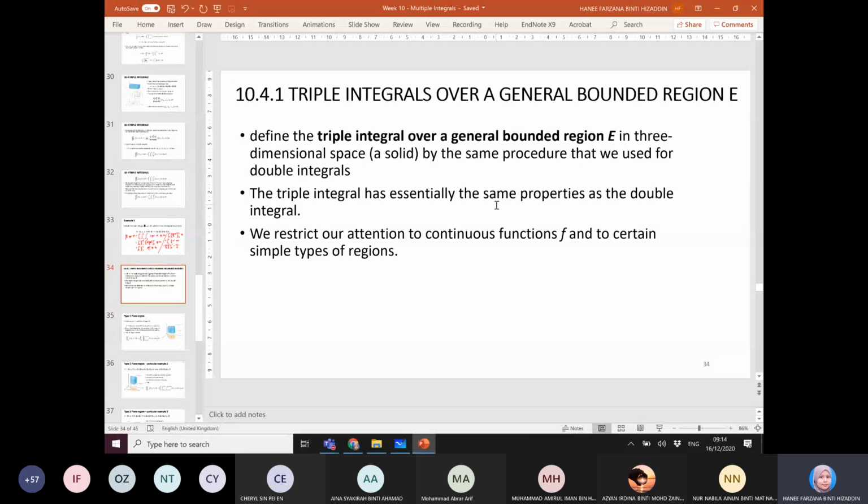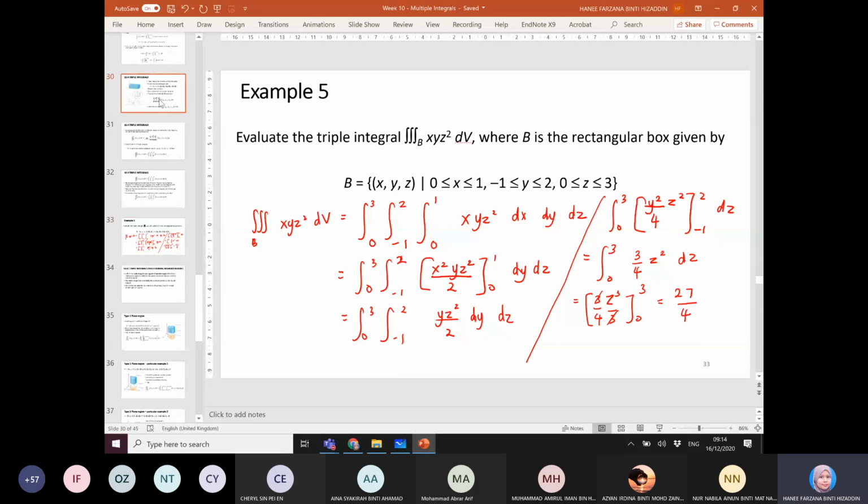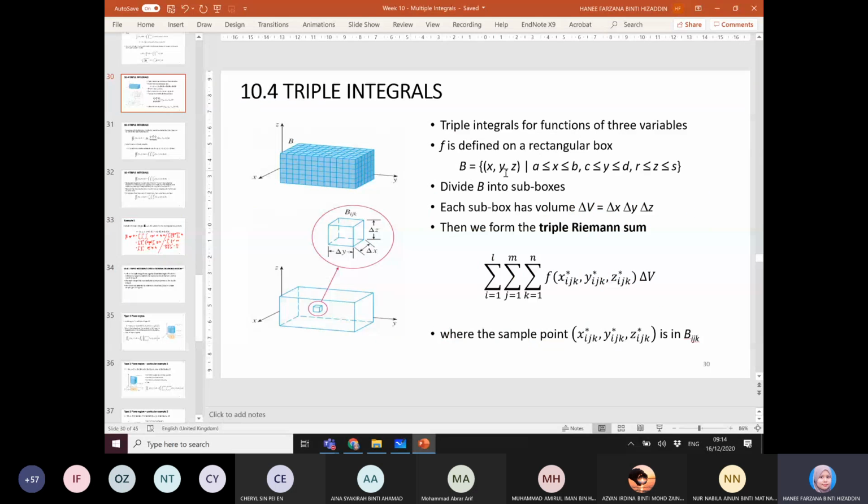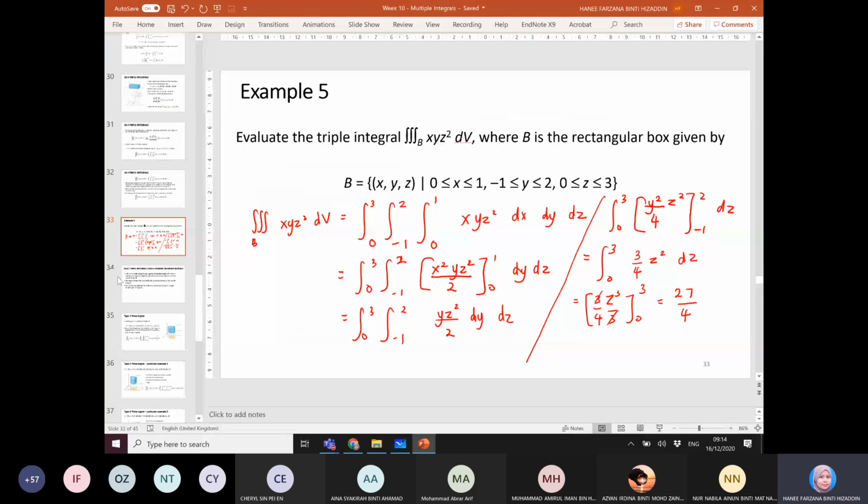So that is if we do triple integral over a box. This is easy because your region is defined by a box, a to b, c to d, and r to s, just like what we did in this example 5 here.